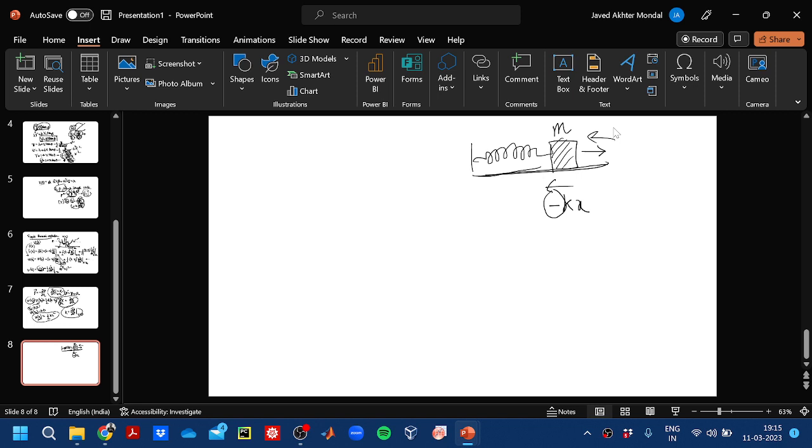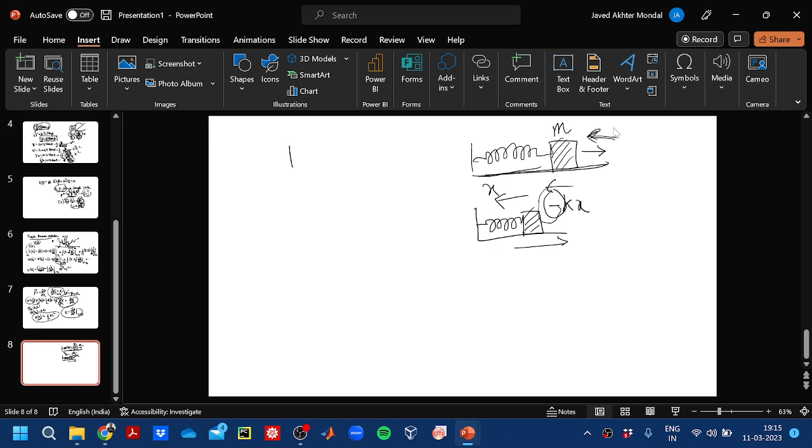So if we expand the spring, then the force will act in the minus x direction, and if we compress the spring, so compressing means our x is in this direction, then the force will act in this direction. So that is why the negative sign is here. That means the direction of force and the direction of displacement are always opposite.